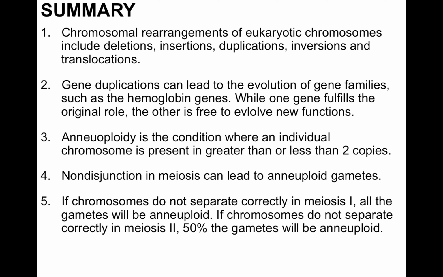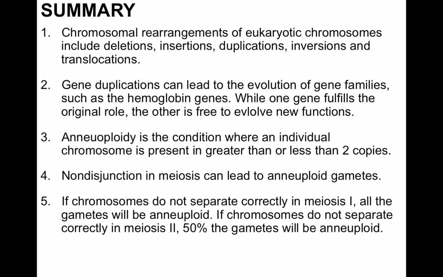So in summary, chromosomal rearrangements of eukaryotic chromosomes include deletions, insertions, duplications, inversions, and translocations. Gene duplications can lead to the evolution of gene families, such as the hemoglobin genes. While one gene fulfills the original role, the other is free to evolve new functions. Aneuploidy is a condition where an individual chromosome is present in greater than or less than 2 copies in a diploid individual.